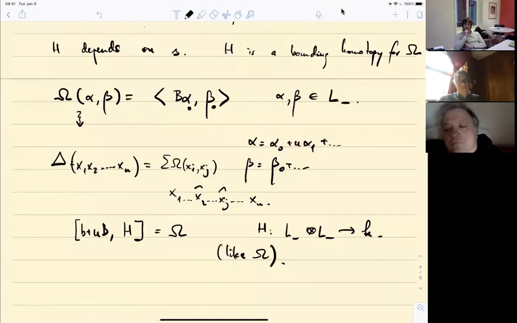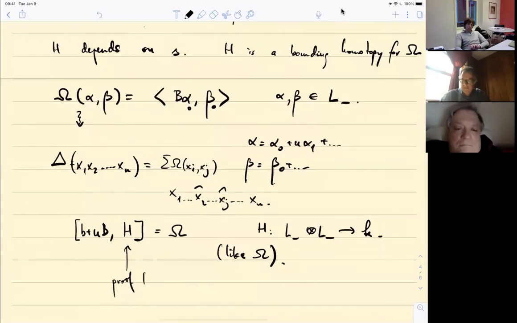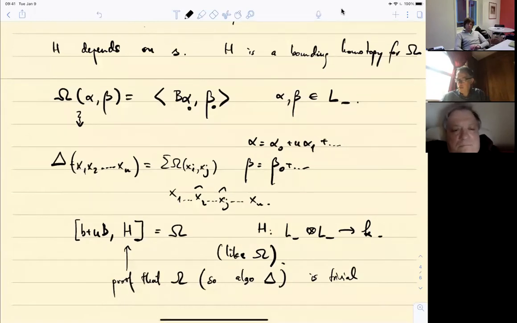So how should you think about this H? The important thing about this H is to think of it as a proof that omega, so also delta, is trivial. Is homologically trivial. Right, because if you have an operator which is itself the boundary of another operator, then in homology it must induce the zero operator.